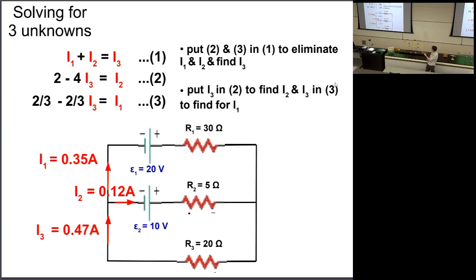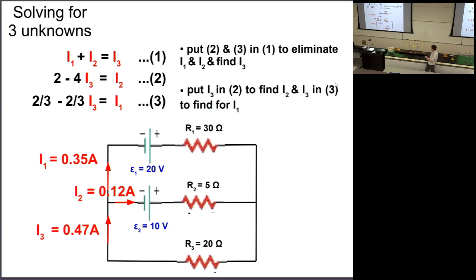And then take a look downstairs at these other two equations. The second equation is an equation for I2 in terms of I3. The third equation is an equation for I1 in terms of I3. I could replace I2 in the top equation with this quantity here, and replace I1 in the top equation with this quantity here. If I did that, I've got one equation, one unknown. And so I would just rearrange it and solve for I3. And so that's what I did.